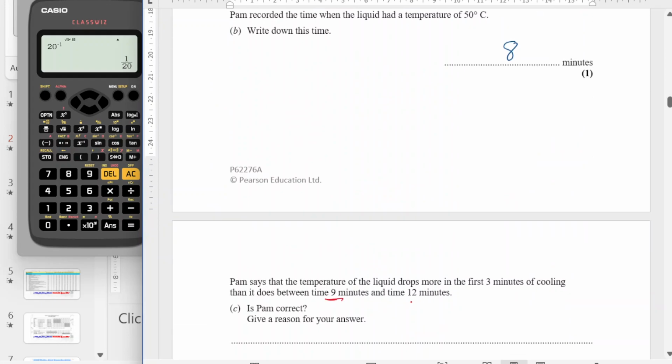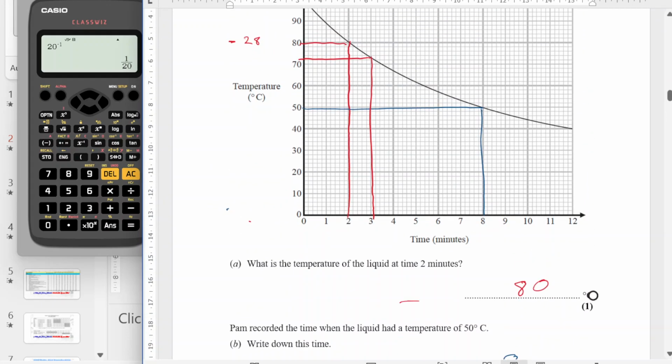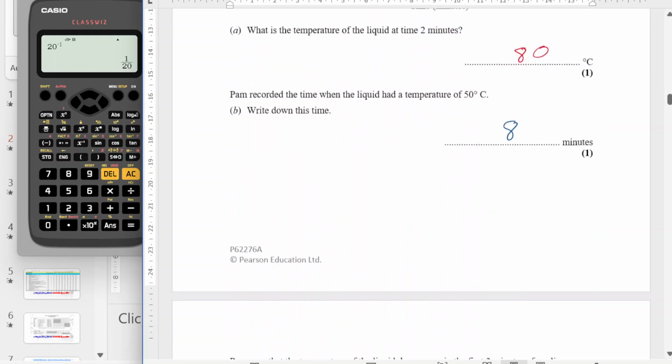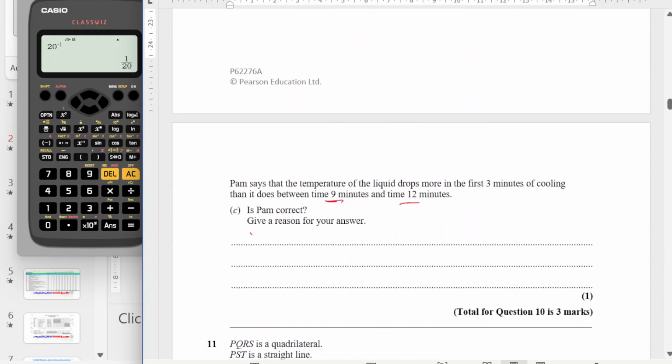In the time between 9 and 12 minutes, we'll just look at how much it's cooled. Between 9 and 12, it has cooled by roughly, I think, 6 degrees. So is she correct? Yes, she is. Yes, and you can quote the figures.